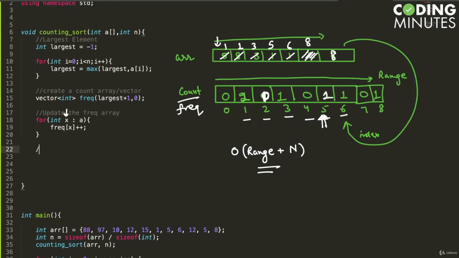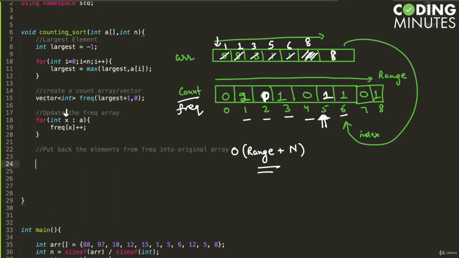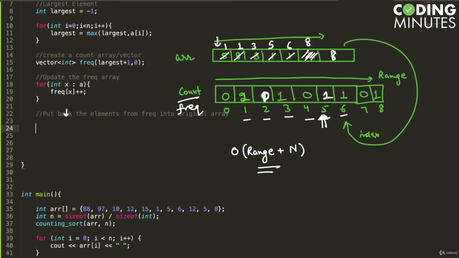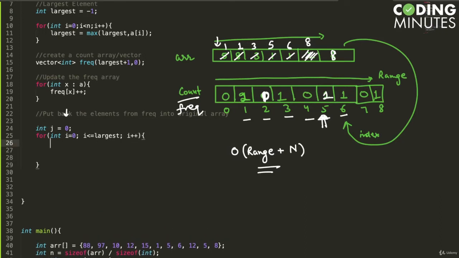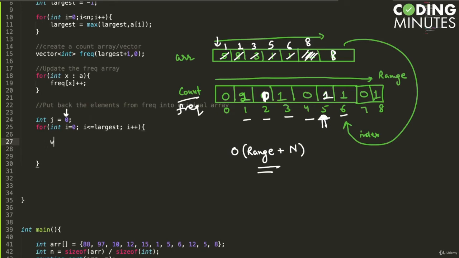Okay, so our final step is we have to put back the elements from frequency array into original array. Okay, so for that, what we will do, we will take two variables, one, let's say j, that is initially 0, and another variable that I will take to iterate over the frequency array. So I can say i equal to 0, i less than or equal to largest, i plus plus.